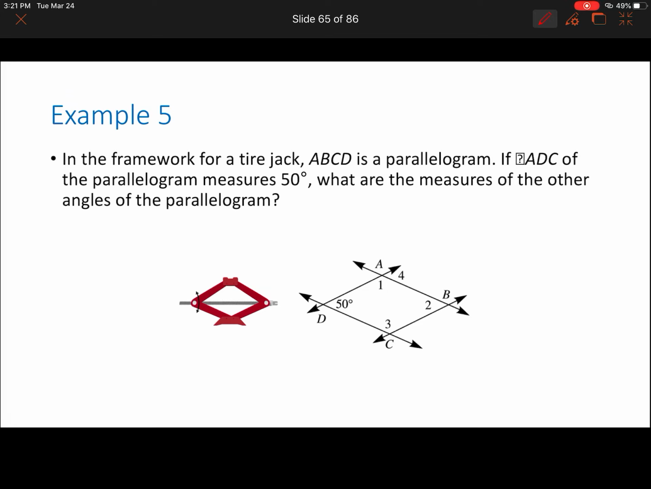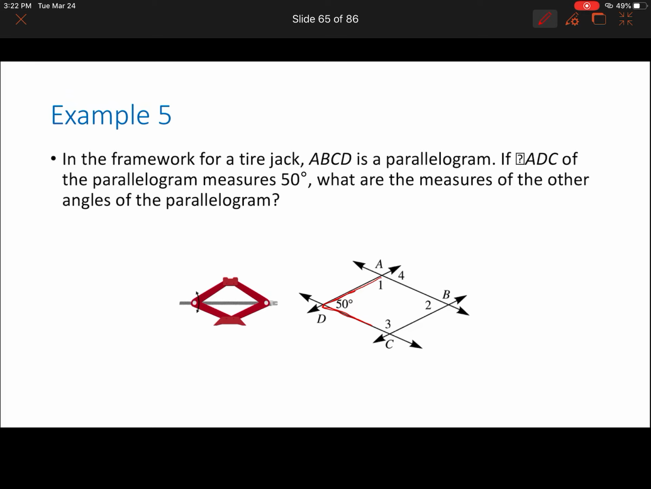So let's look at an example where we use this idea of alternate interior and alternate exterior angles. The question says, in the framework for a tire jack, and if you've never changed a tire or used a tire jack like this, you can probably go look in your vehicle, and there's probably one that looks similar to this. I had to do this right before we got out for spring break on my truck, and the tire jack looks exactly like this. It says that it is in the shape of a parallelogram, and you can see that shape: parallelogram ABCD, which is this whole figure, this quadrilateral.